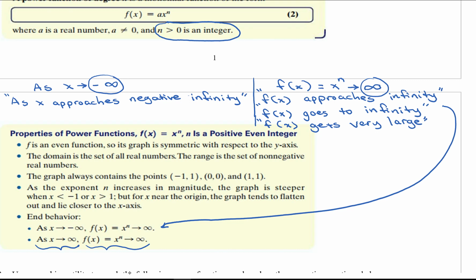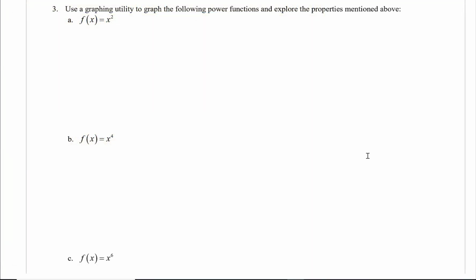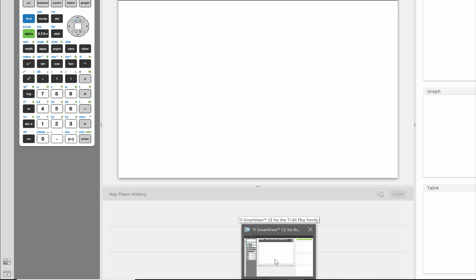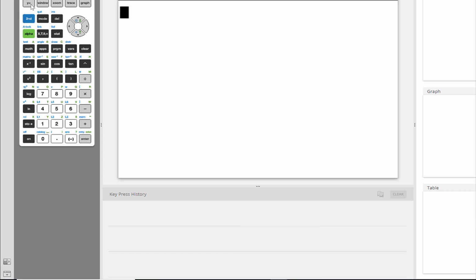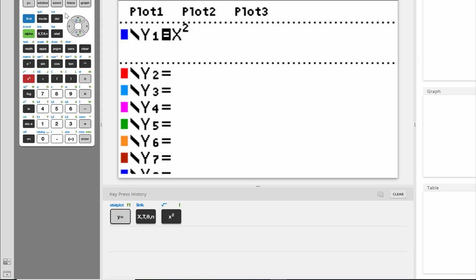Okay, we're ready to go on to the next problem here. All right, this is problem number 3. It says use a graphing utility to graph the following power functions. And what I'm going to do is I'm just going to go ahead and graph all 3 of them at once. And I'm just going to copy and paste the graphs on the notes.